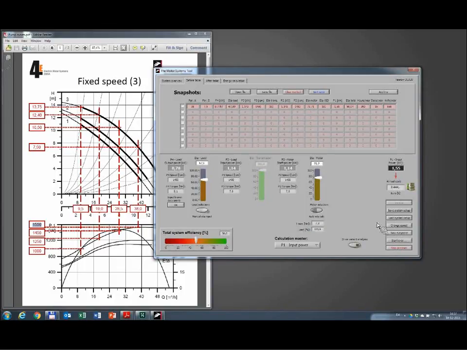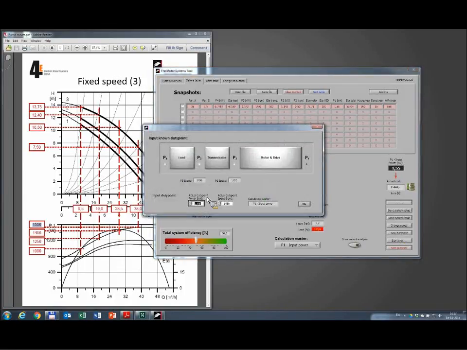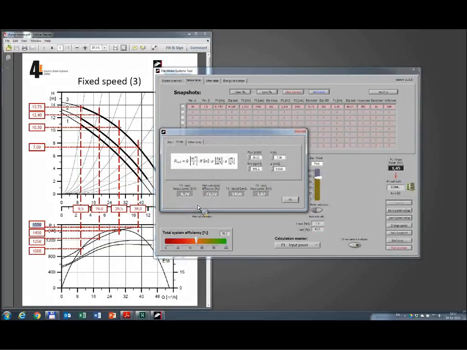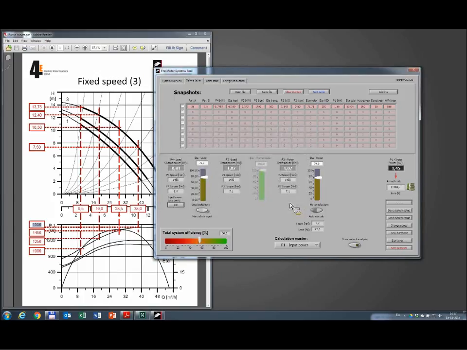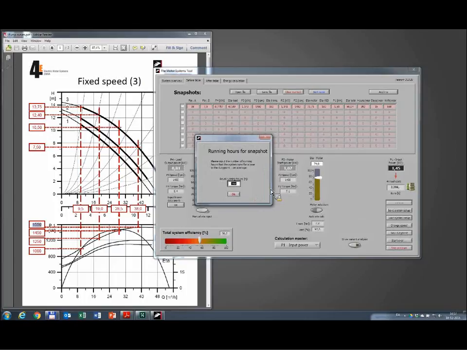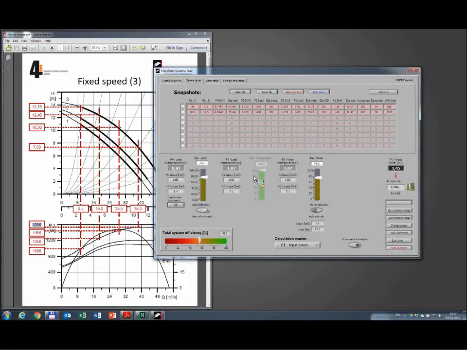For the second duty point, we have a measured input power of 1.45 kilowatts, and we have a hydraulic output of, in this case, 10.5 meters of head, and we have a flow of 28.5, and we get another efficiency calculated. This is our second duty point. We will add this line. We have, in this case, 900 hours per year, and this is now added.